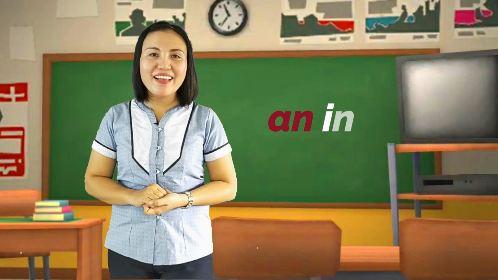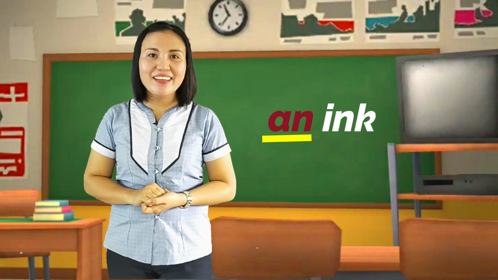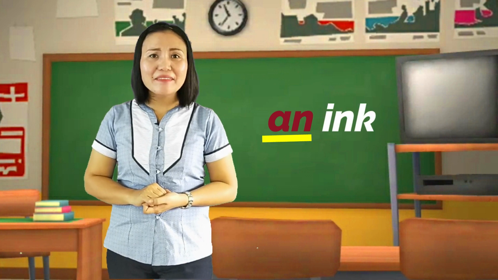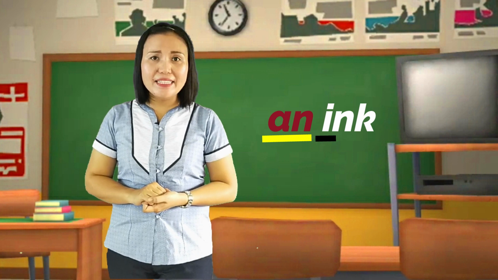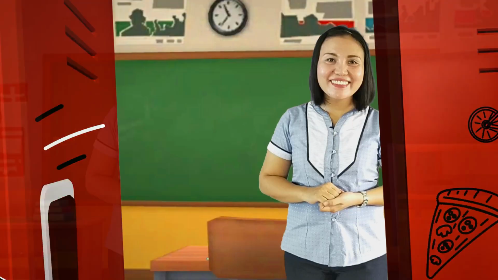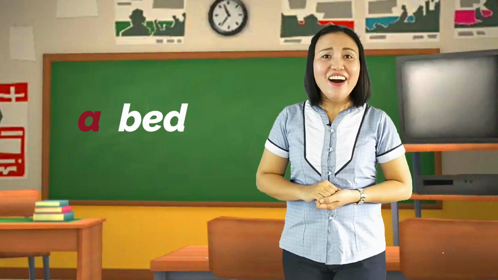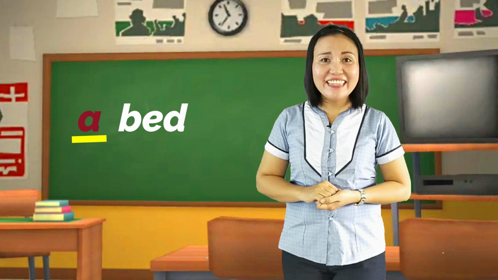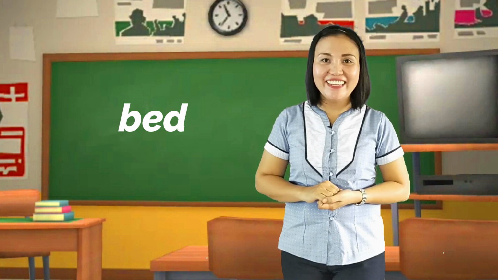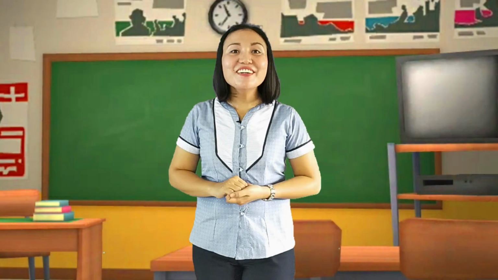Number 4, an ink. Correct! And because I is a vowel letter. Last number, a bed. Awesome! It is a because B in bed is a consonant. Congrats, kids! You did well in Activity 2.